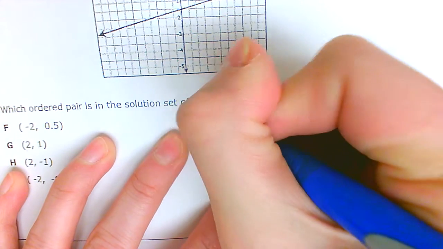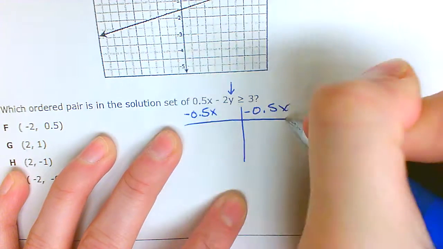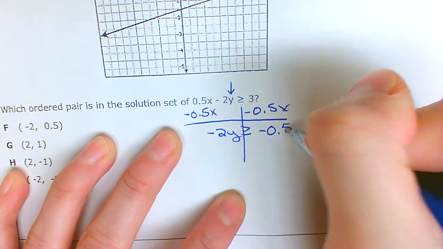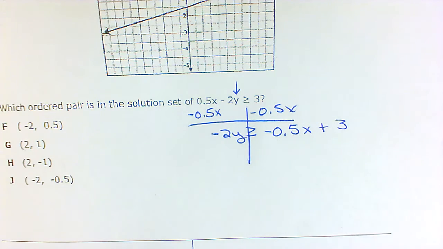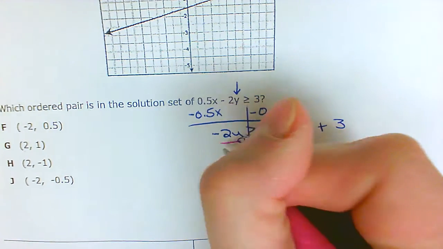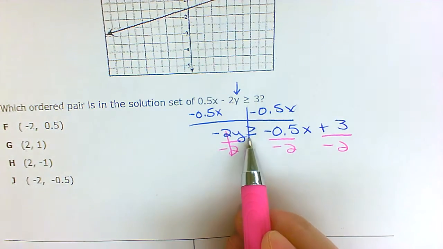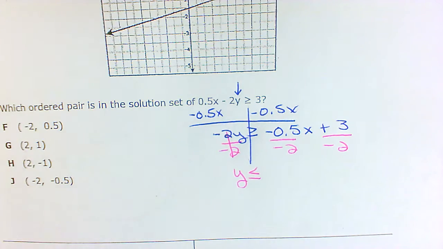So I'm going to start by subtracting the x value over, so it's minus 0.5x. That gives me -2y is greater than or equal to -0.5x + 3. Then I need to divide everything by -2, and don't forget when you divide by a negative number, your inequality sign is going to flip around. So now it's a less than or equal to sign.